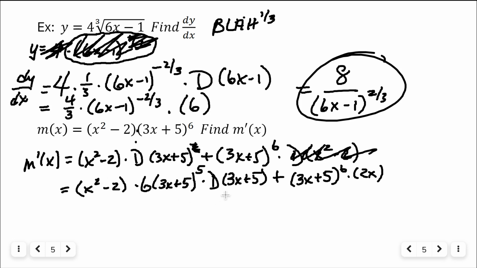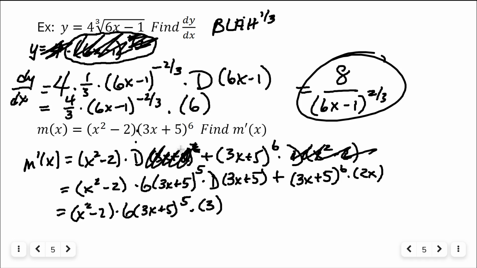The problem with the first term is we still did not derive the 3x plus 5. So we have to derive that. So we have the 6 here, 3x plus 5 to the 5th. The derivative of 3x plus 5 is 3. Now come back up here. I just derived the 3x plus 5. I've derived everything in this term as well, and this term. So I'm done deriving. I don't have to derive anymore.